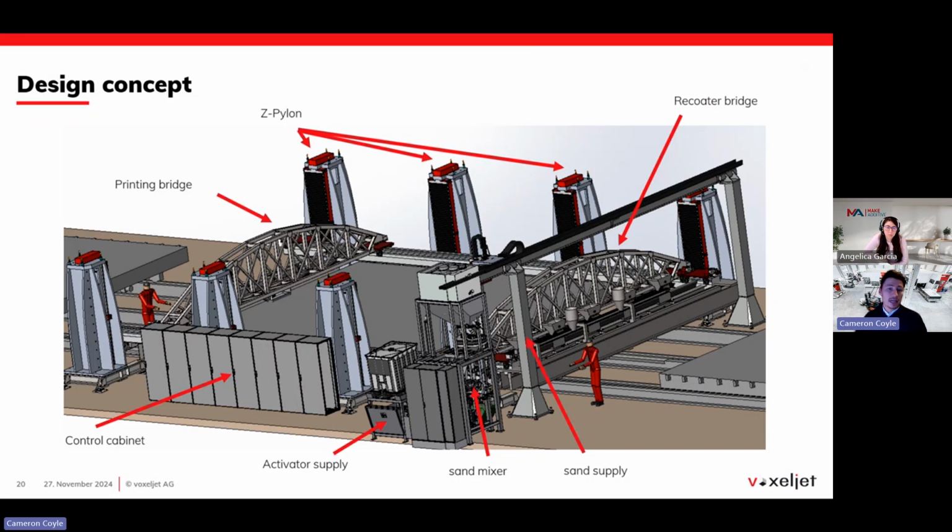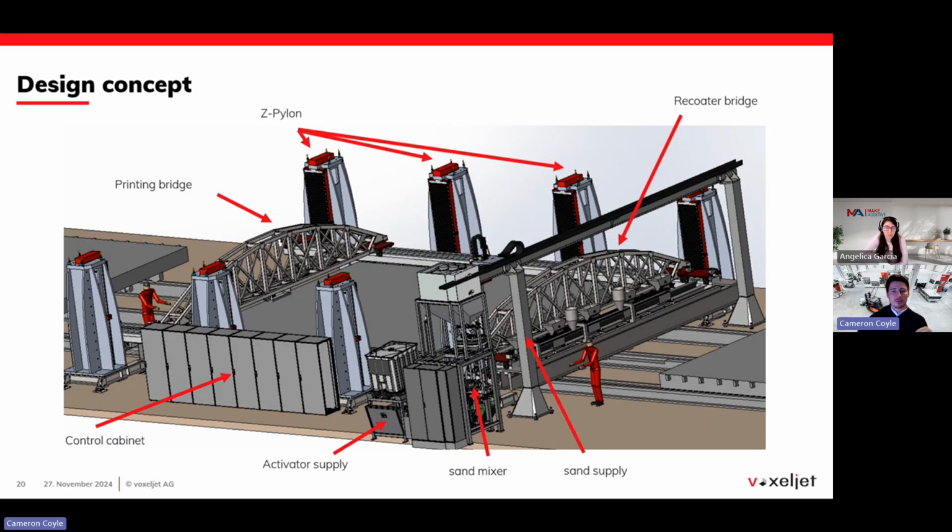And it's actually based on a similar method to our VX4000. But this time the build space, instead of being 4 by 2 meters, is 9 by 7 meters. So we had to create, as you see here, these two bridges. One is to hold the print head, which will deliver the binder to the surface, and the other is to hold the recoater, which will apply the sand into the area.